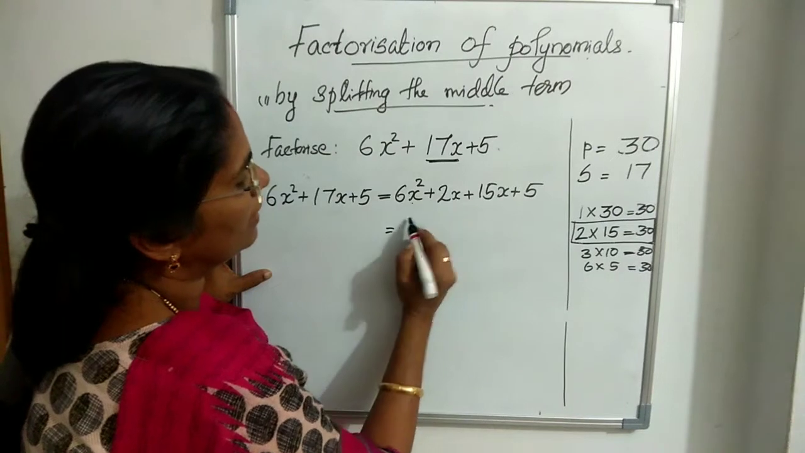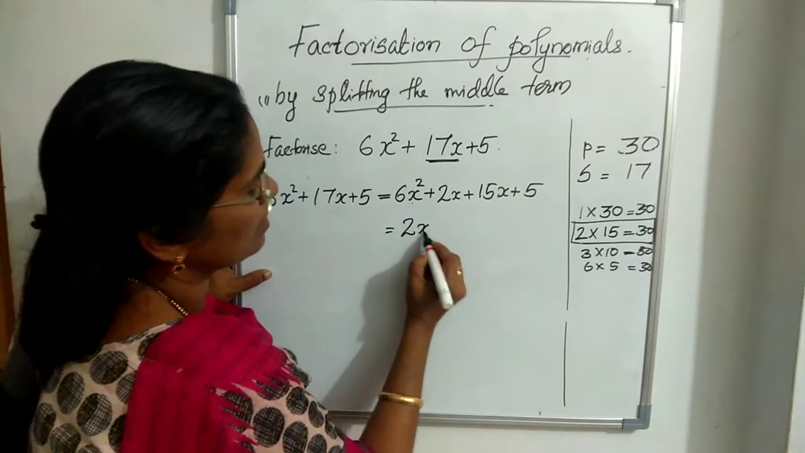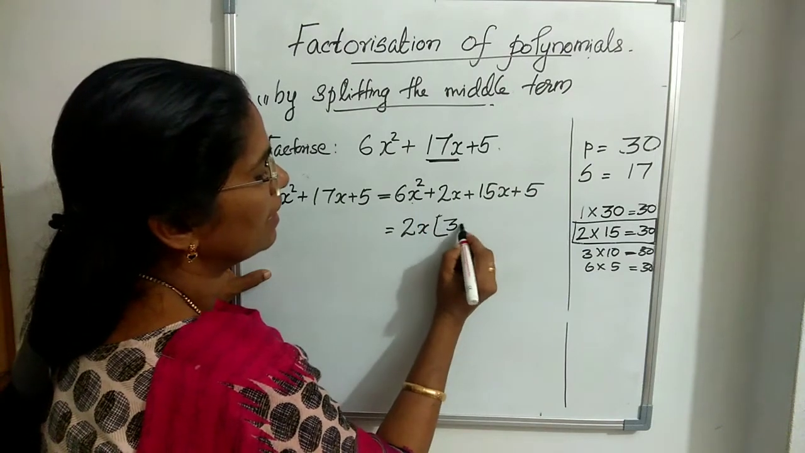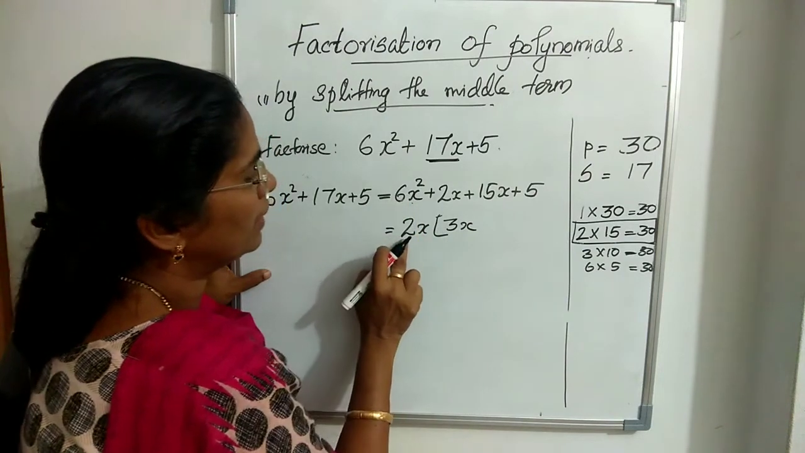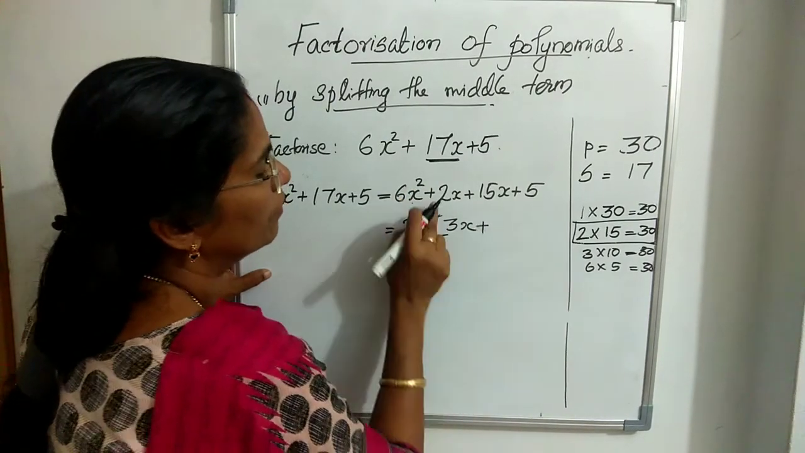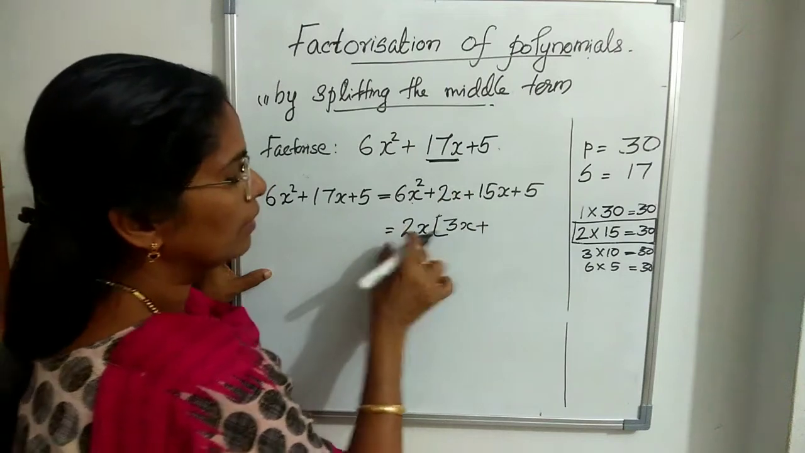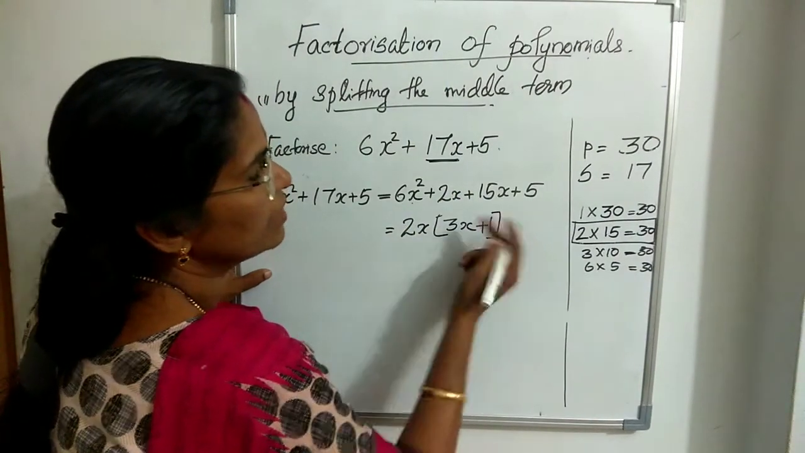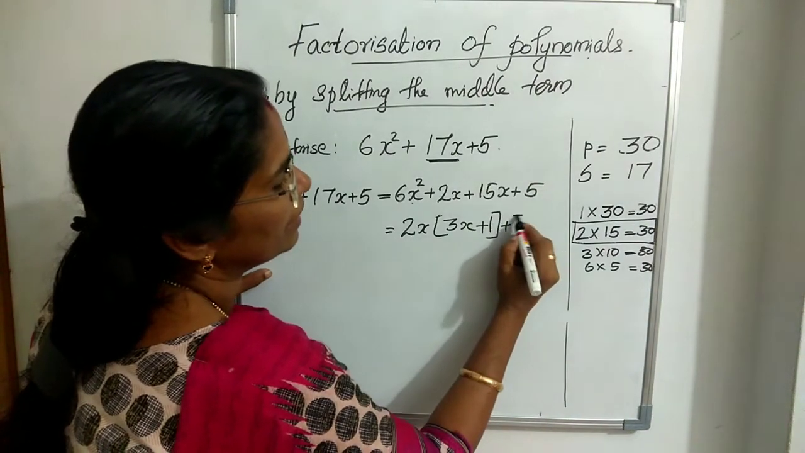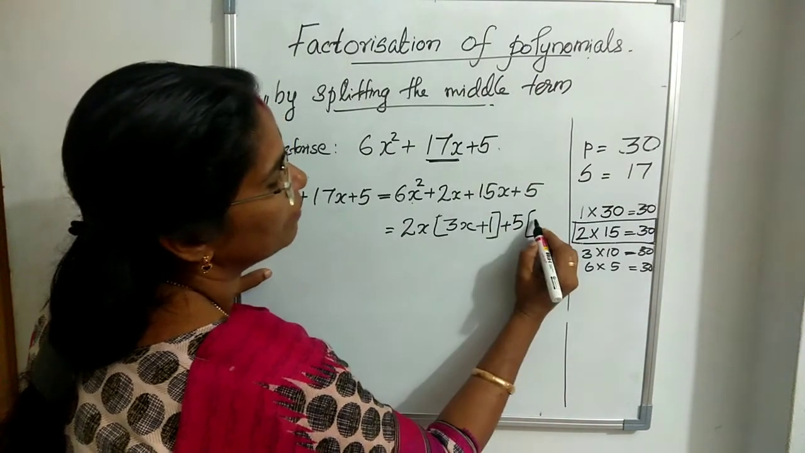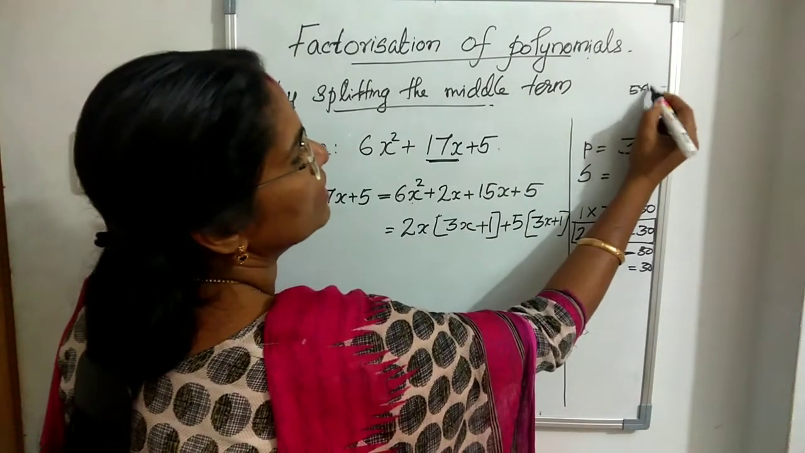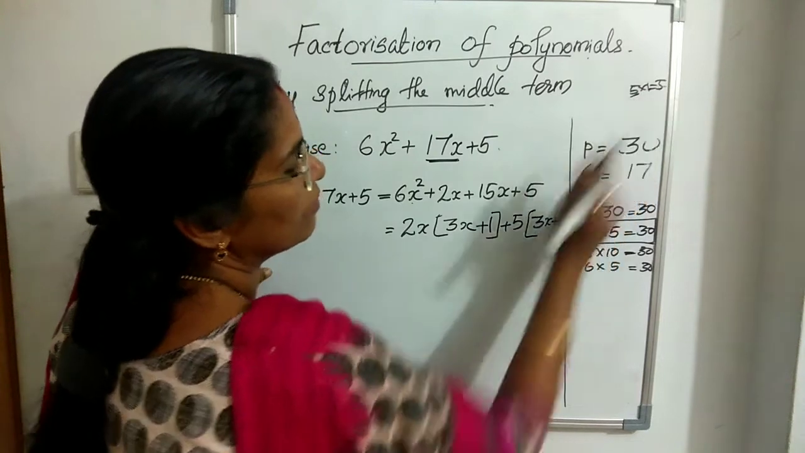First you have to take what is common here. That is 2x is common. Then balance here it is 3x. From this 6 we are taking 2 and from x square we are taking x, so balance is 3x. From here 2x we are taking, then balance there 1 only, that is 2x into 1 is 2x itself. From here we are taking 5, it is common. Then balance 3x plus 1. This 5 into 1 is 5. 5 we are taking common means 1 is there.